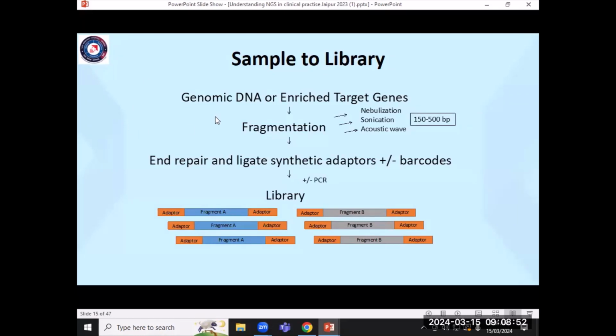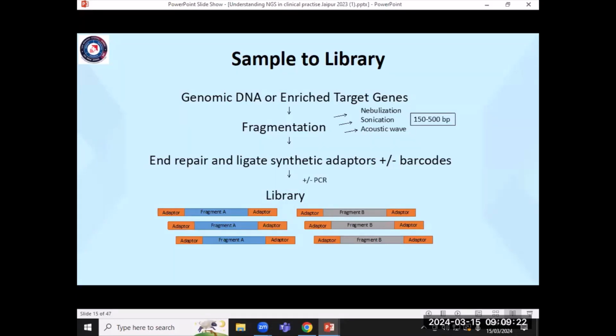So what you're doing is, you have a sample from which you're extracting your nucleic acid. You're chopping it into smaller fragments, because here we are looking at small fragments and then assembling them all together. So we take this sample, extract the DNA or RNA, and then fragment it. This fragmentation can be done using sonication, acoustic waves, or even enzymatic fragmentation.